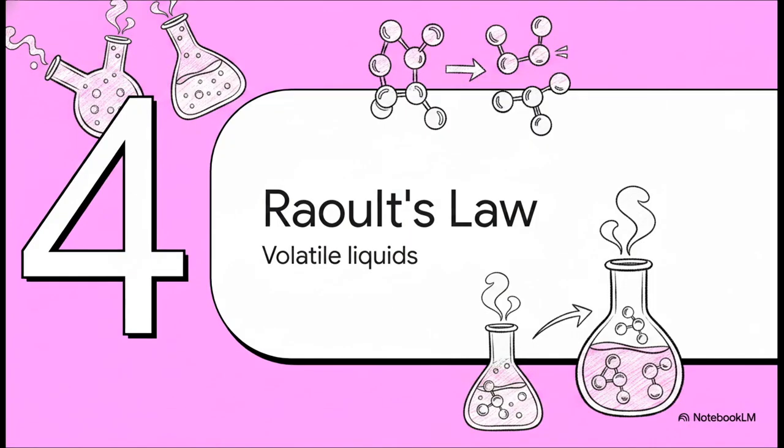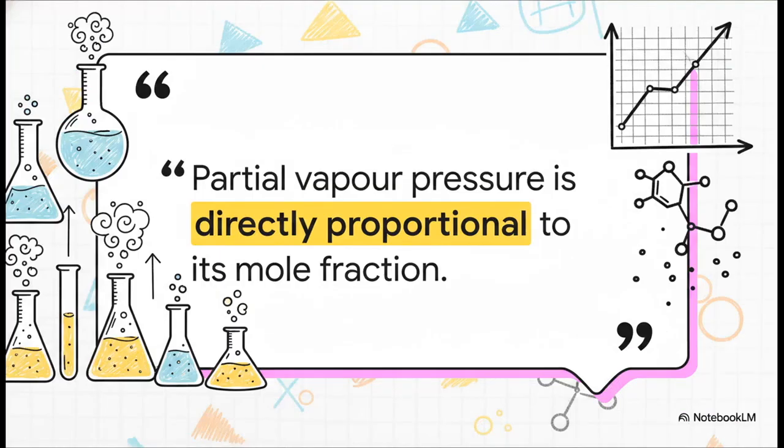Moving to Section 4, Raoult's law explained. For a solution made up of volatile liquids, the rule is incredibly clear. The partial vapor pressure of each component of the solution is directly proportional to its mole fraction present in solution. This is the precise textbook wording of Raoult's law. Seriously, do not paraphrase this on your exam. Write it exactly as it appears here to lock in those marks.